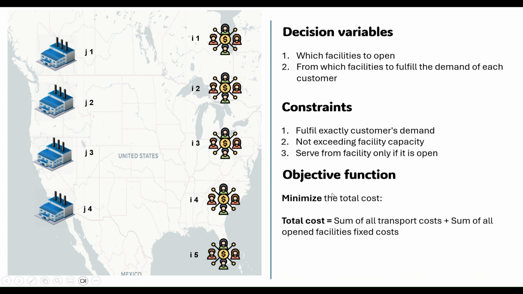What is the objective function? The objective function is to minimize the overall cost, which is equal to the fixed cost associated with opening the facilities. So if the optimized solution is saying we open facility 2 and 3, what is the fixed cost of opening these 2 facilities, plus the cost of transportation between the opened facilities and the customers. Now let's see how to solve this problem in Python.